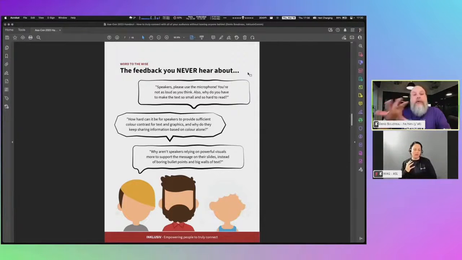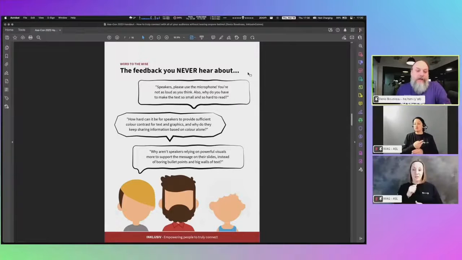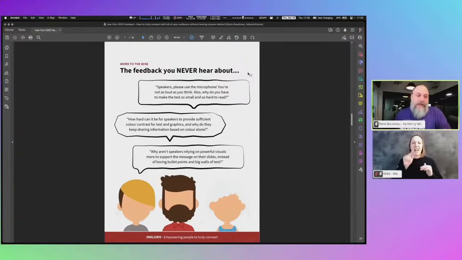And there are 2 quotes on the slide, on the page. The first one says, "Speakers, please use the microphone. You're not as loud as you think. Why do you have to make the text so small and so hard to read?" The other bubble reads, how hard can it be for speakers to provide sufficient color contrast for text and graphics? And why do they keep sharing information based on color alone? And then the third one says, why aren't speakers relying on powerful visuals more to support the message of their slides instead of boring bullet points and big walls of text?